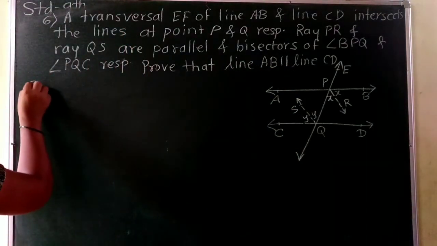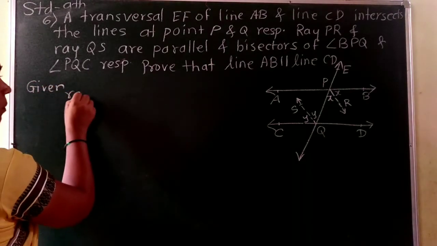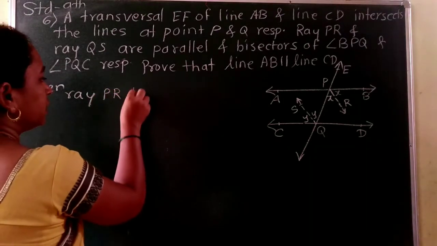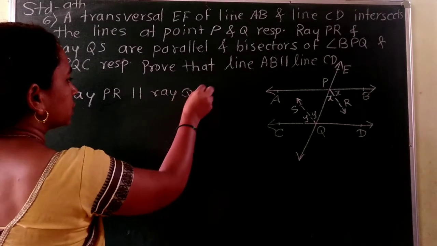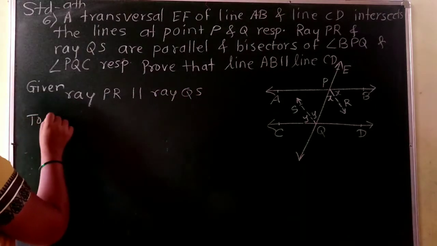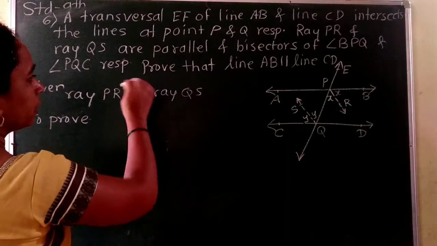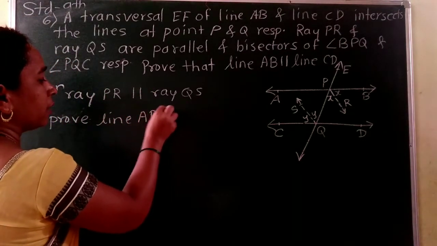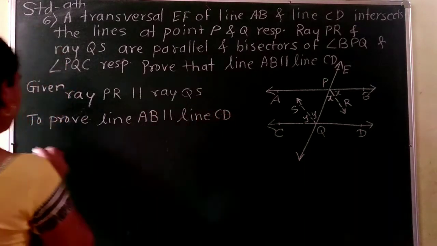Now with the help of this, I am going to prove that line AB is parallel with line CD. So here I will write the given first. Given: ray PR is parallel with ray QS. We have to prove: line AB is parallel with line CD. Now, the proof.